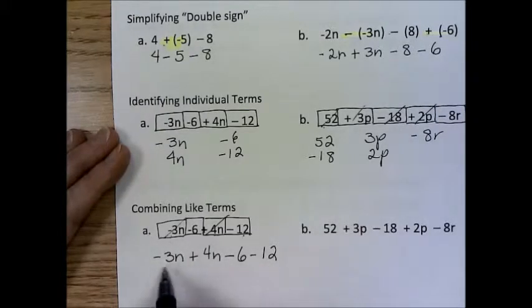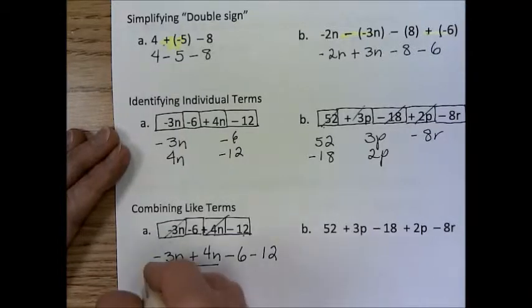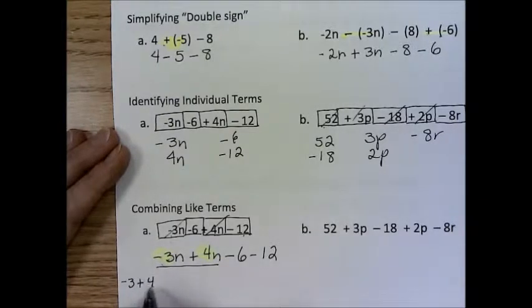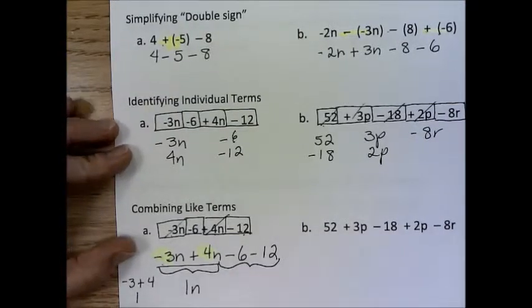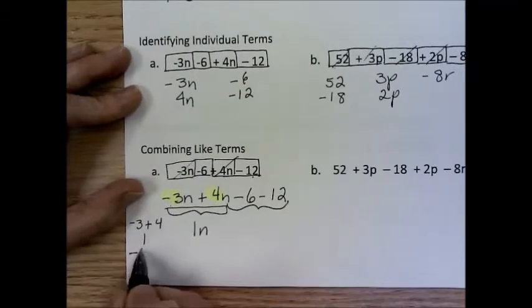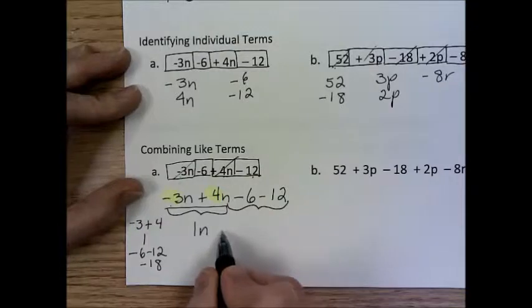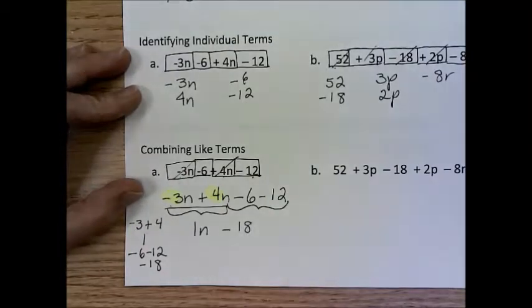Well, now I can just combine my n's. So I'm just looking at the coefficients here. If I have -3 and a 4, all right, -3 plus 4 is 1. So this means when I combine these, I would have 1n. When I combine -6 minus 12, negative 6 minus 12 is negative 18. So we would just put minus 18.